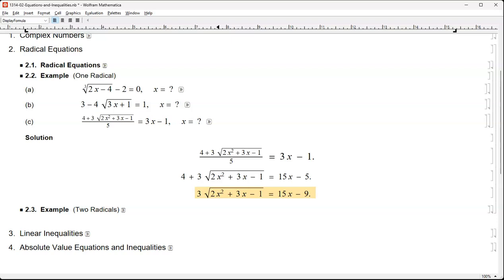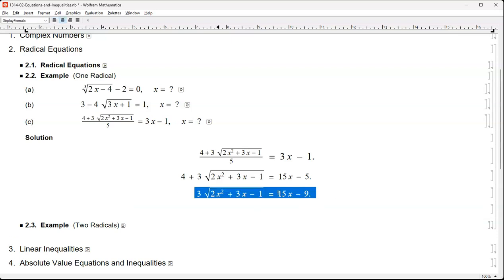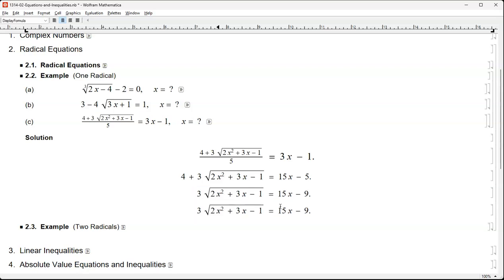Not quite. I'd like to simplify further. Everything here is divisible by 3, so let me simplify further. Divide each term by 3. The square root term divided by 3, so that's gone. 15 divided by 3, so we have 5. 9 divided by 3, you have 3. Okay, there goes the simplification.